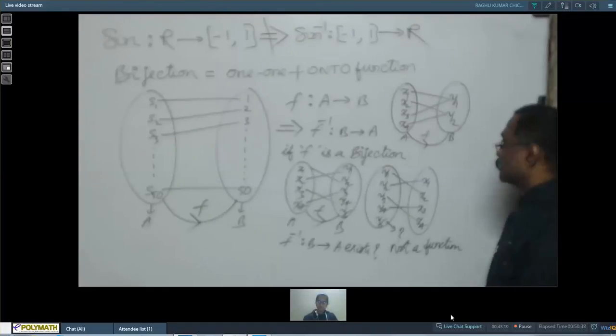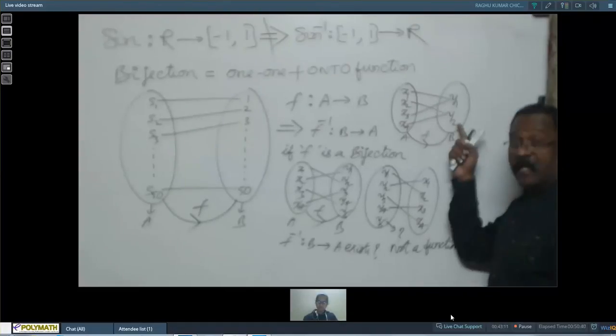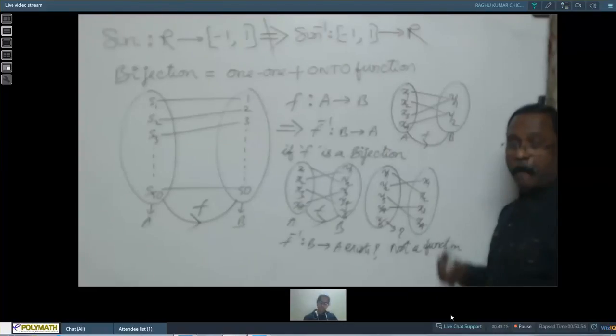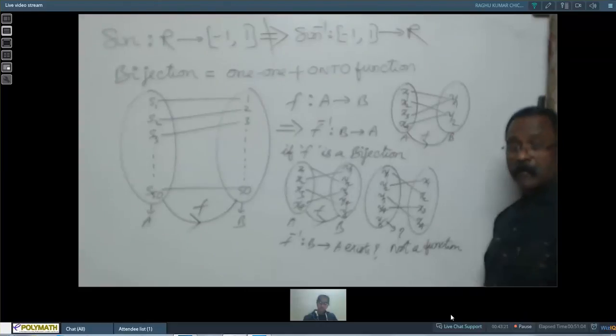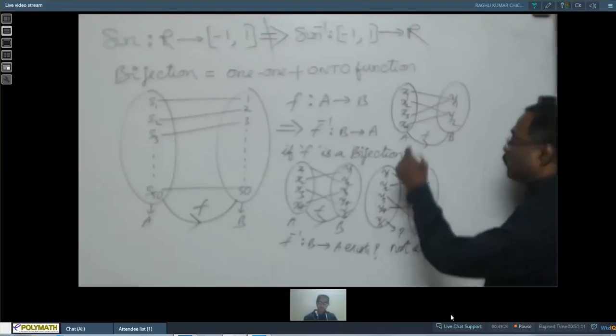You have to see the codomain here for an onto function. No element should be left without a preimage. So is it an onto function? What, Beta? It's onto, sir, because every element in B has a pre-image. Perfect.